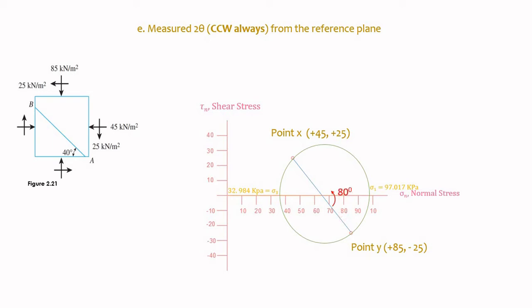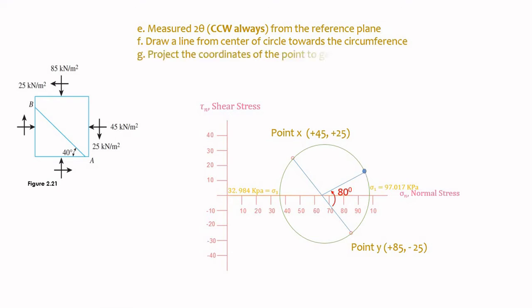That's 80 degrees. Next is we draw a line from the center of the circle towards the circumference of the circle, where the line intersects the circle, we now have a point here. So next is we project the coordinates of the point to get the value of the normal stress and the shear stress. So we project the point towards the normal stress axis, and then we get the reading.